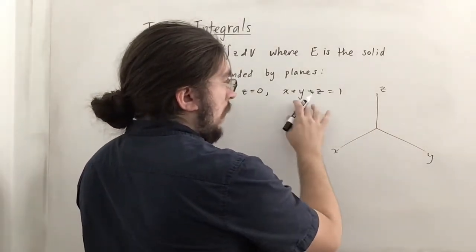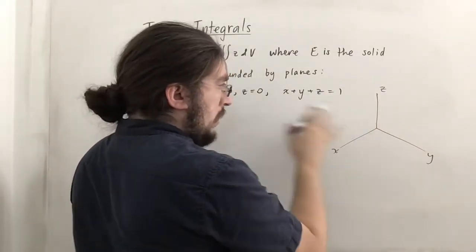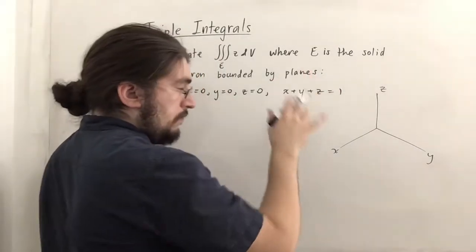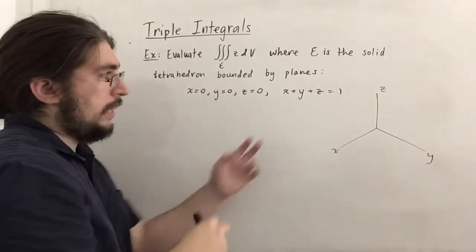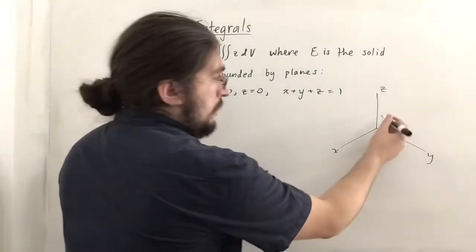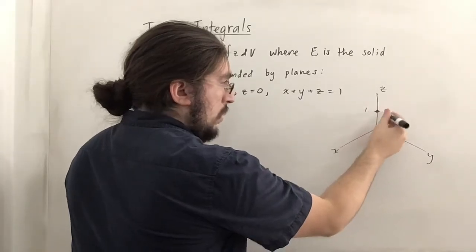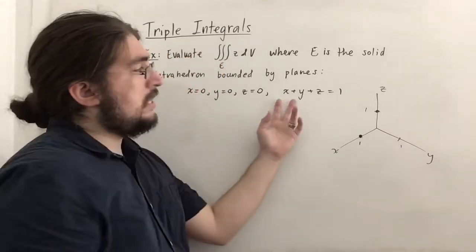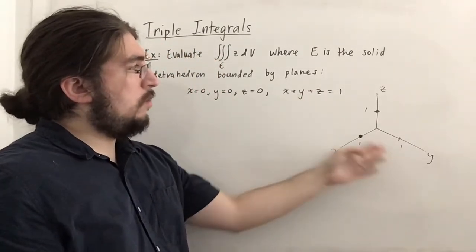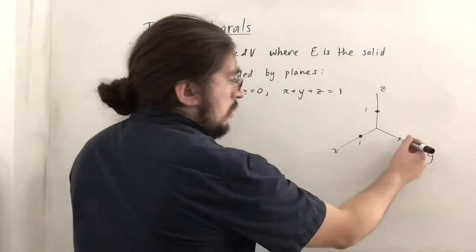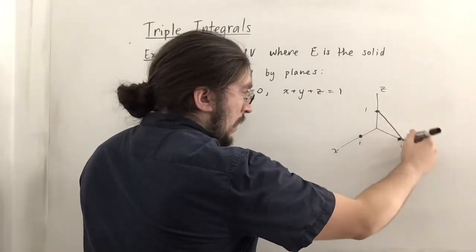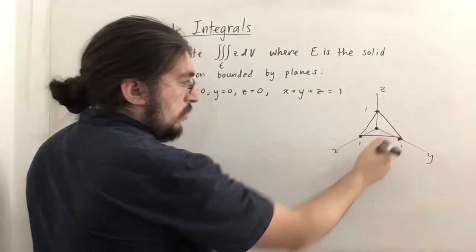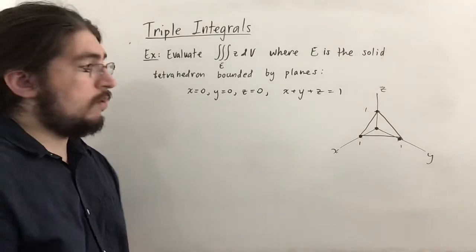Now, x plus y plus z equals 1, that's a plane because it's linear. If you let two of x, y, and z be 0 at a time: if x and y are 0, z is 1. Let's say that's 1, that's 1, and that's 1. When y and z are 0, x is 1. And when x and z are 0, y is 1. So what we end up getting is this slanted triangle piece, and if you connect it to the origin (0, 0, 0), this is the tetrahedron that we're talking about.